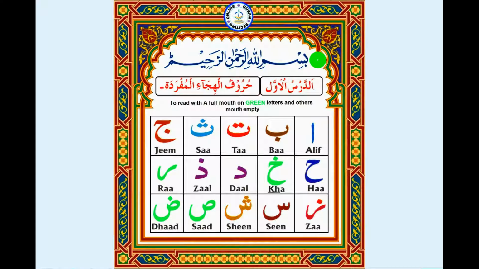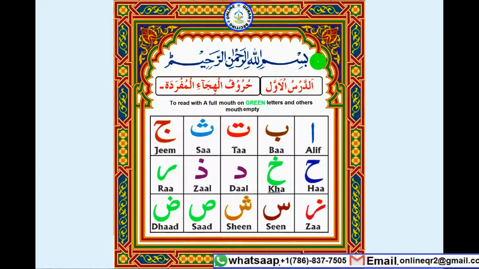Today I am going to teach you the Arabic alphabets with the help of dots. After that, it will be very easy to recognize the Arabic words. Kindly read after me with full attention.